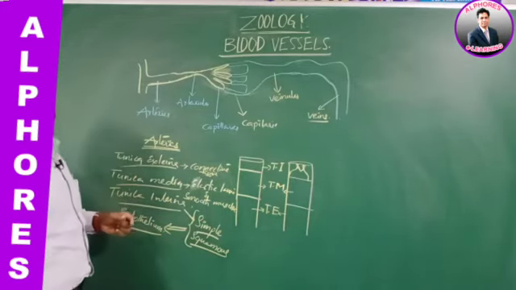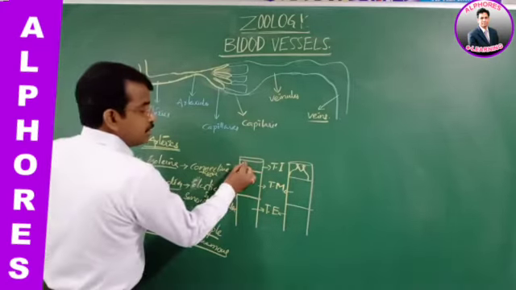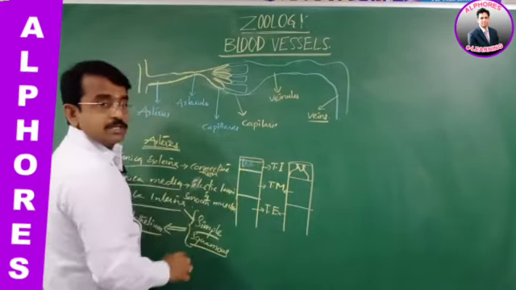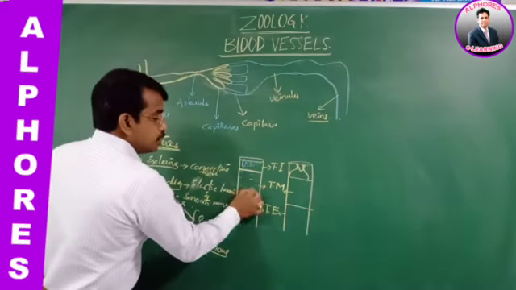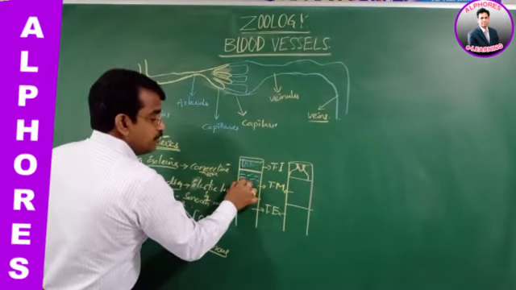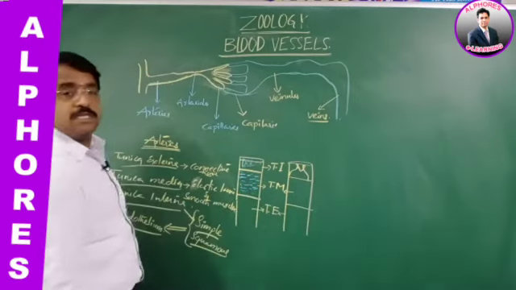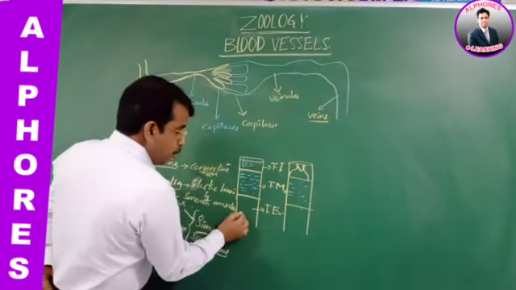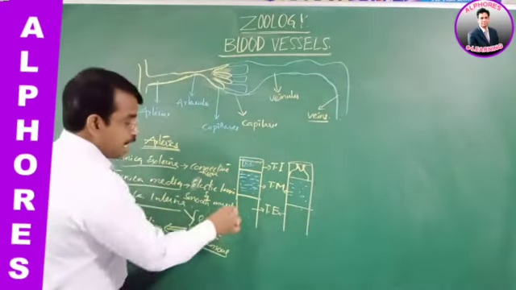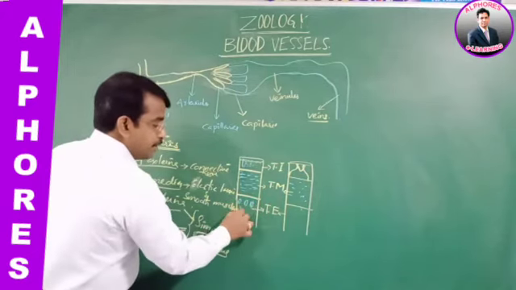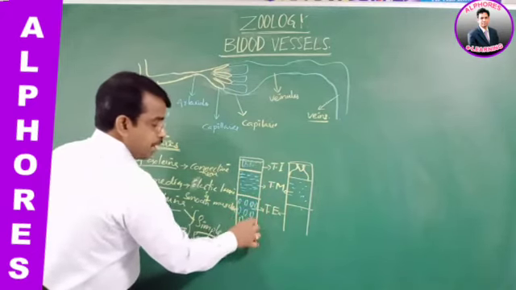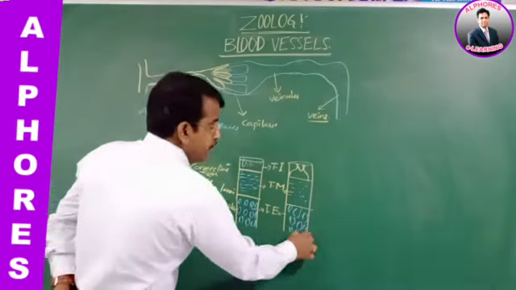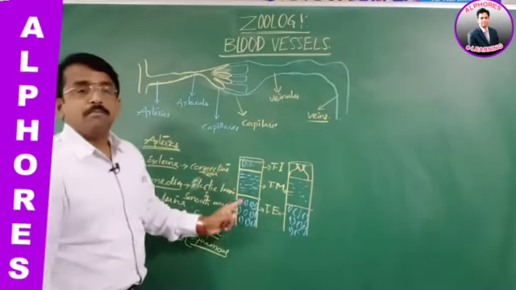So in the case of arteries and veins, the tunica interna is made up of simple squamous epithelial cells. Then the tunica media is with the smooth muscles, whereas the tunica externa consists of connective tissue fibers, collagen fibers. So this is how we see the case with the blood vessels.